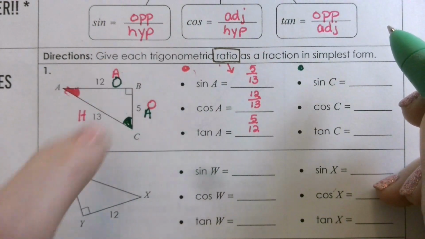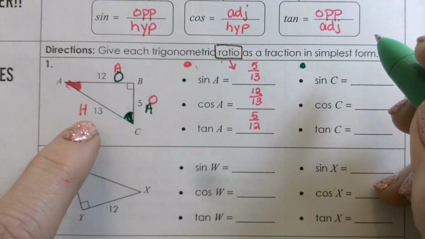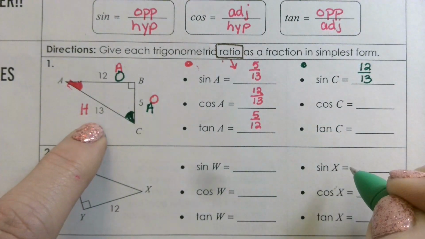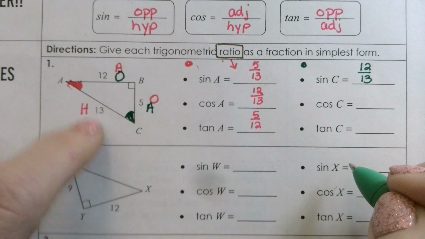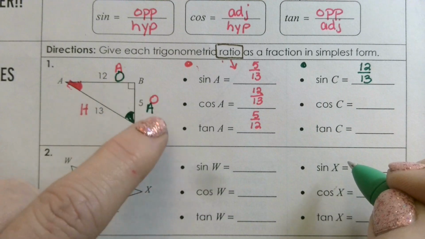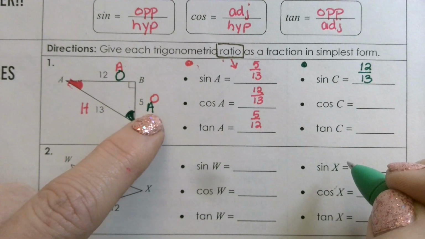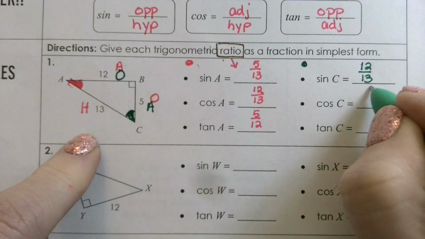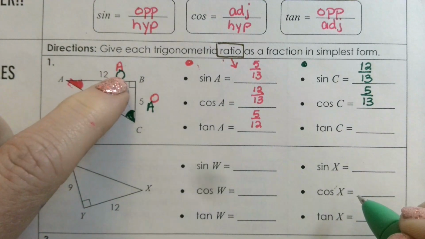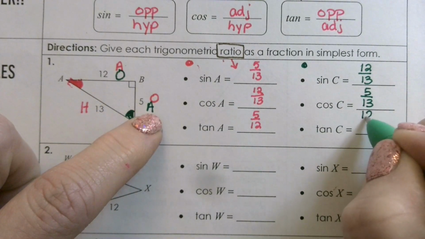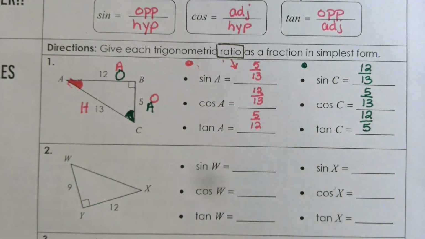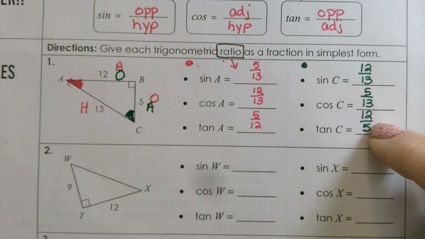Okay, so follow me. Sine is opposite over hypotenuse. So look at the green. That's 12 over 13. Cosine is adjacent over hypotenuse. I lost what color I was looking at. Cosine is adjacent over hypotenuse. That's 5 over 13. And tangent is, look at the green, opposite over adjacent, 12 over 5. You leave it improper. Do not write it as a mixed number because we need to see their ratio, which is a number to another number.